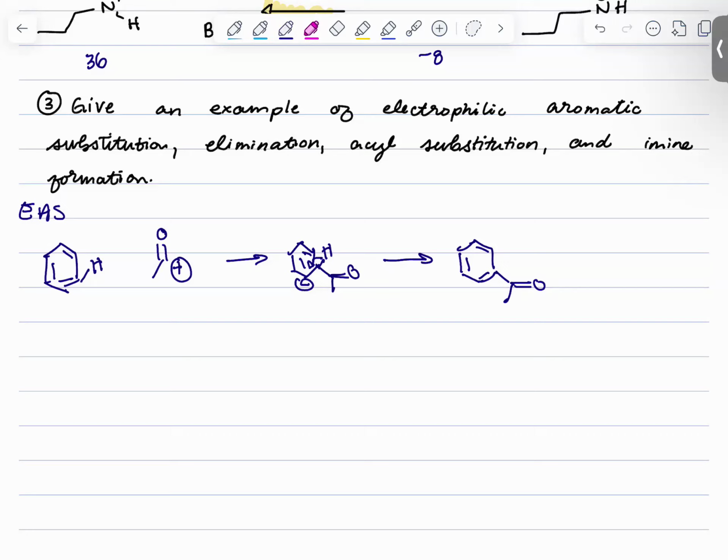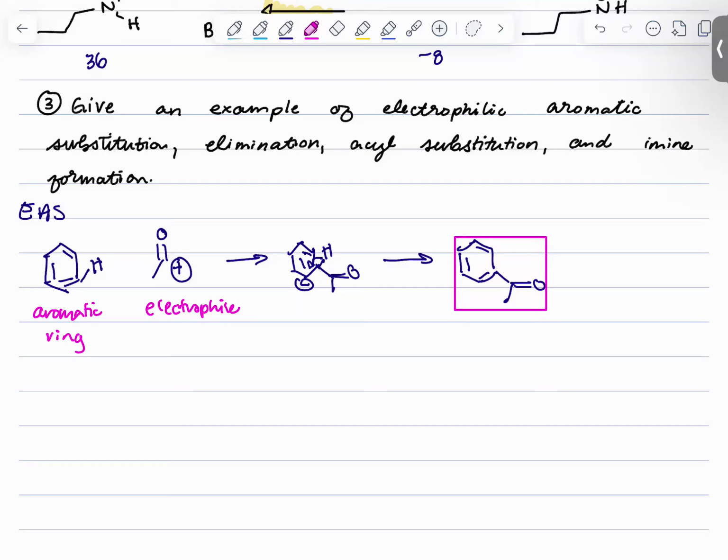This is a great example of electrophilic aromatic substitution. We have our electrophile. We have our aromatic ring. And we have that ring substituted. You could have different answers to this. You could use any electrophile, any aromatic ring. This is a very easy one to memorize if you were to do that.